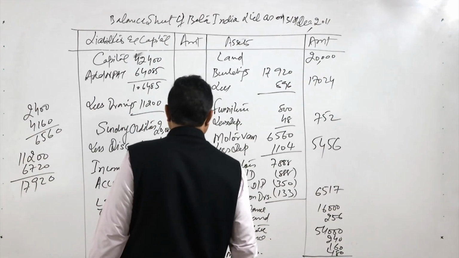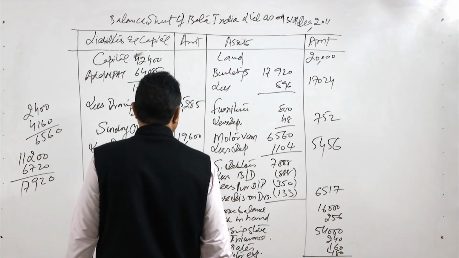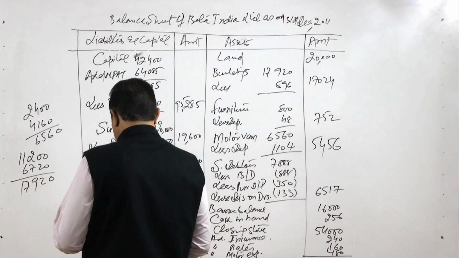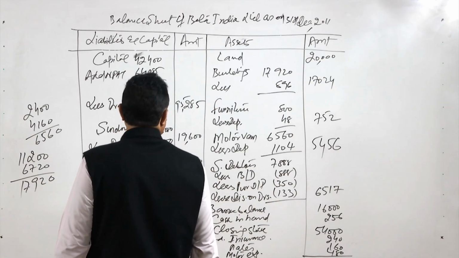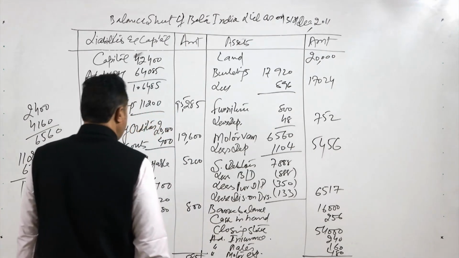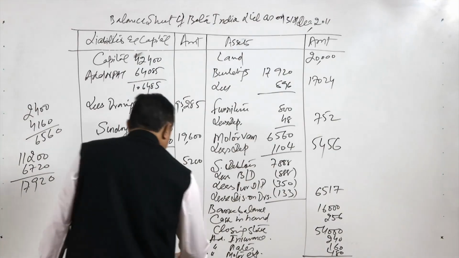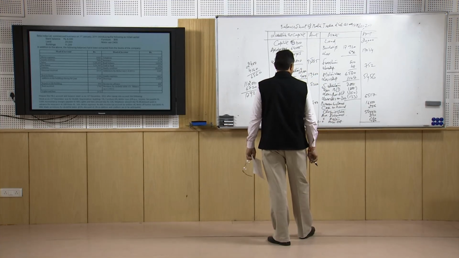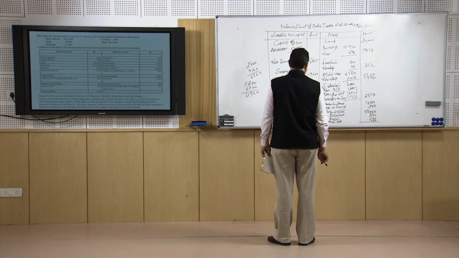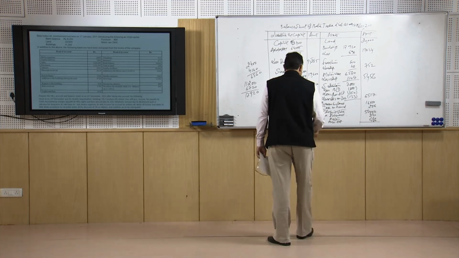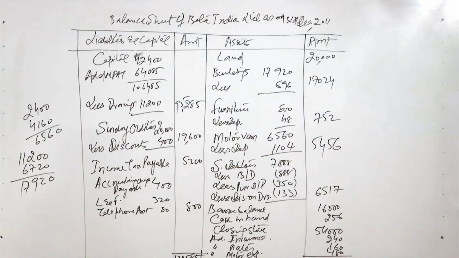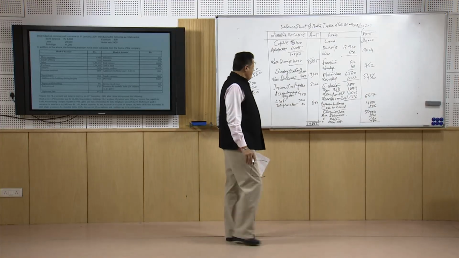Good, then it is 8 we have taken, then it is 8, 10 and 8, 18, then it is 18, 1, then it is 6, 6, 9, 15, 15 and 5, 20, done. 120,885 is the total of the liability side.